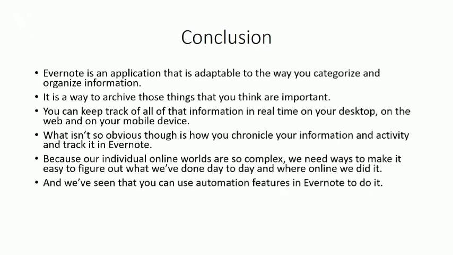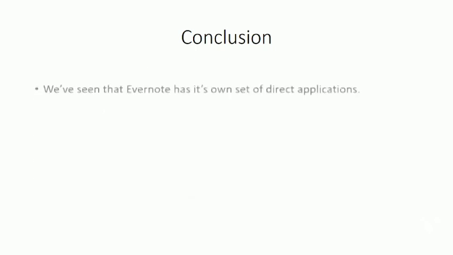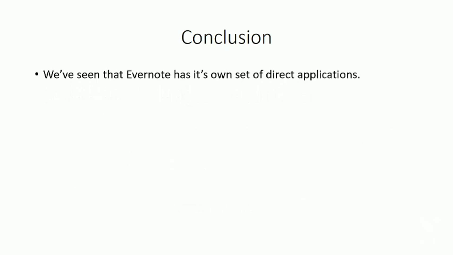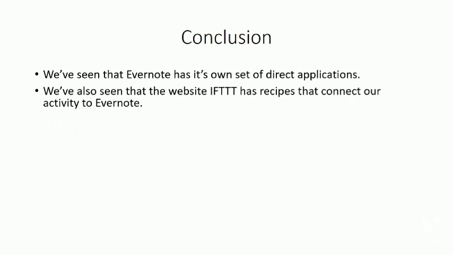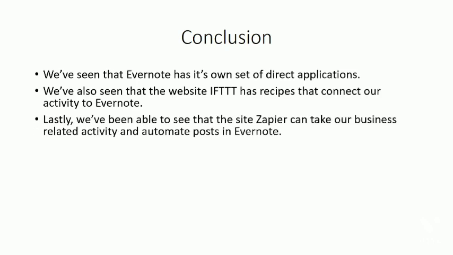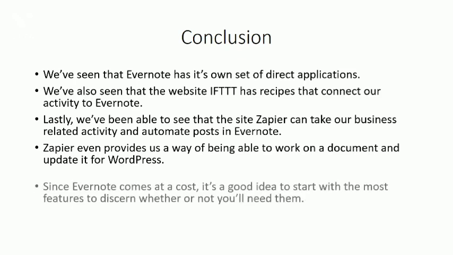And we've seen in this course that you can use automation features in Evernote to do that, and how you can do it so that you don't have to manually create an entry in Evernote. And we've seen that Evernote has its own set of direct applications. Now we've also seen that the website IFTTT has recipes that connect our activity to Evernote. And lastly, we've been able to see that the site Zapier can take our business-related activity and automate posts in Evernote. Zapier even provides us a way of being able to work on a document and update it in WordPress.